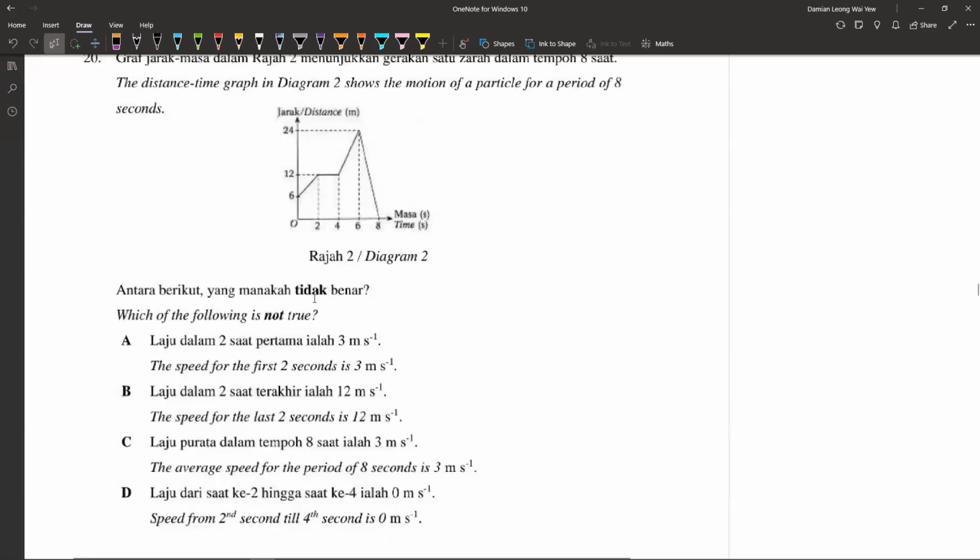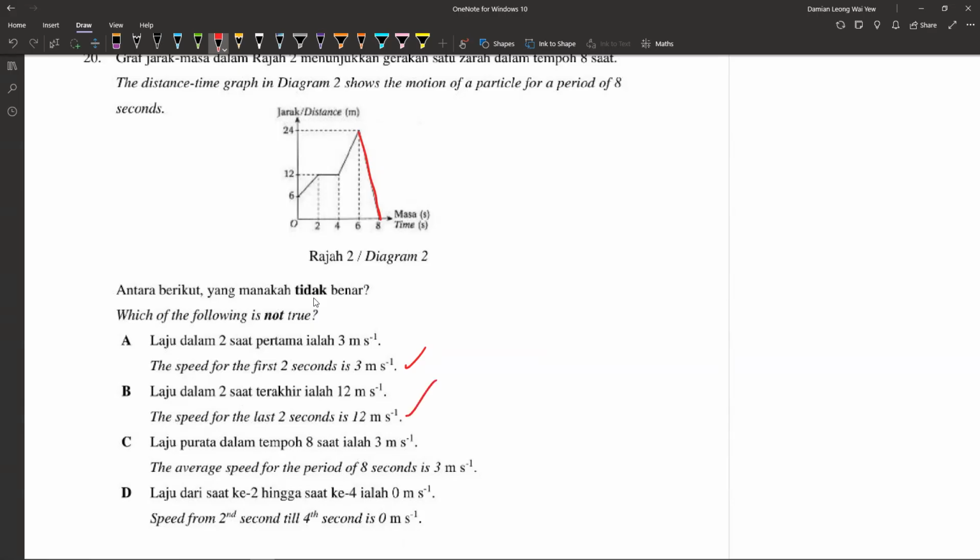Question 20. I have distance against time graph. So motion of particle for a period of 8 seconds, which is not true. So part A, speed for the first 2 seconds is 3 meters per second. So speed for the first 2 seconds, speed here. So change in distance, 6, over change in time, 2. 6 divided by 2, 3. So that's correct. Speed for the last 2 seconds here. Change in distance, 24. Change in time, 2 seconds. 24 divided by 2, 12. Correct.